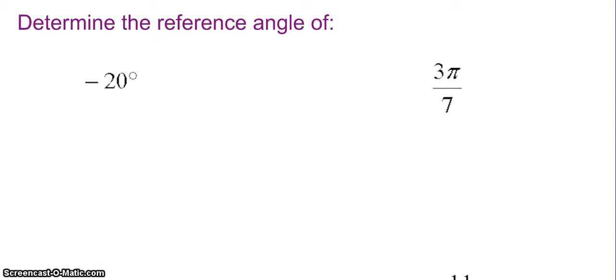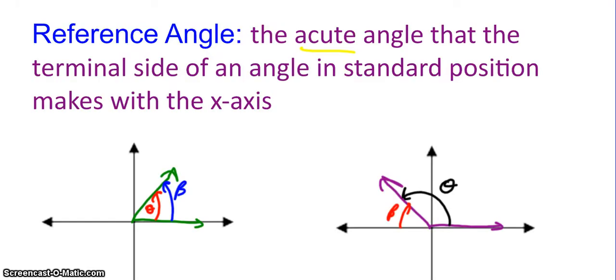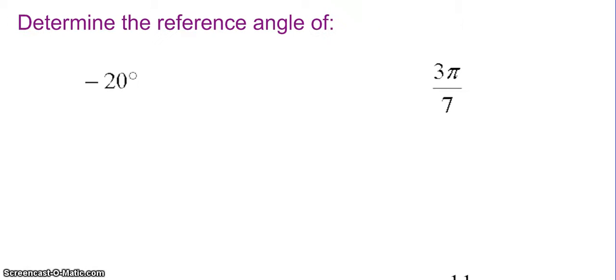Okay, so now if we want to actually figure out the reference angle of a given angle, it's easiest to do this graphically. And what do I mean by graphically? I mean draw a picture like I have here. So if I want to determine the reference angle of negative 20 degrees, now this one you might be able to do without drawing a picture. We'll discuss that in a second. But for now, it's our first example.